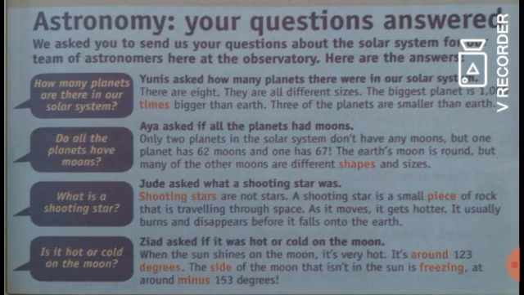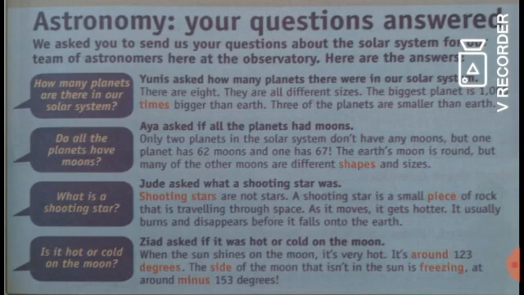Yunus asked how many planets there were in our solar system. There are 8. They are all different sizes. The biggest planet is 1,000 times bigger than Earth. 3 of the planets are smaller than Earth.